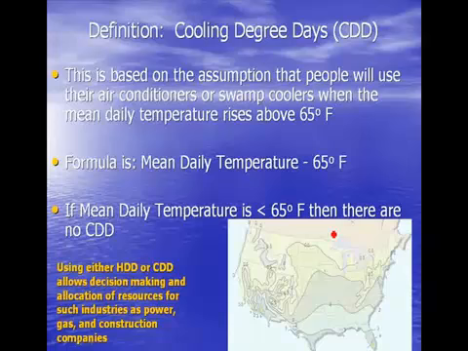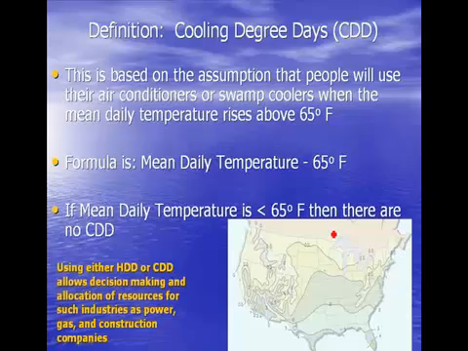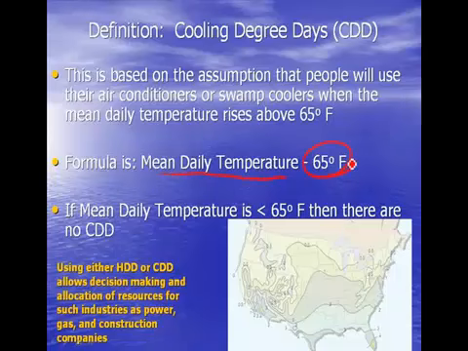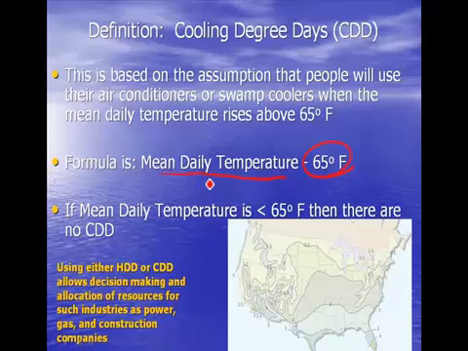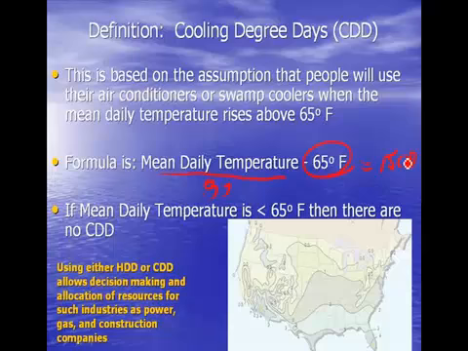Next item we'll look at are cooling degree days, and this is just based on the assumption that people will begin to use their air conditioners when the mean daily temperature rises above 65 degrees Fahrenheit. So this is for the warm months of the year. The formula is the mean daily temperature minus 65 degrees Fahrenheit. So for instance, let's say that we have a high temperature of 90 and a low temperature of 70. Our mean daily temperature would be 80 degrees minus 65, and that would give us 15 cooling degree days. Again, if the mean temperature is below 65, then there are no cooling degree days.